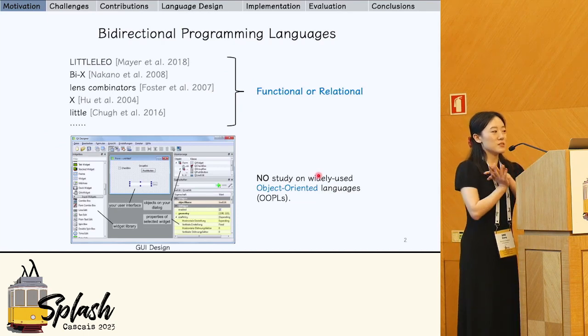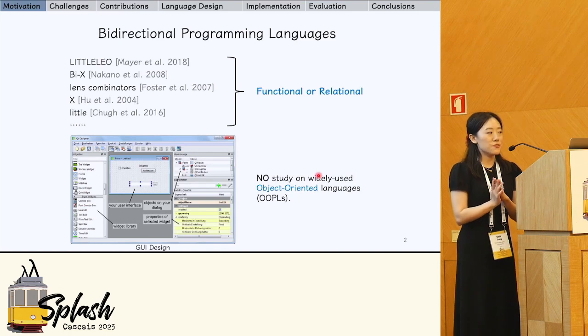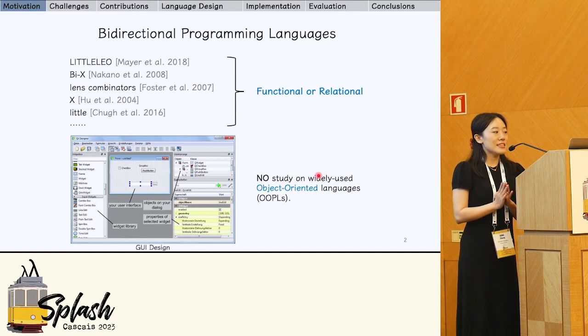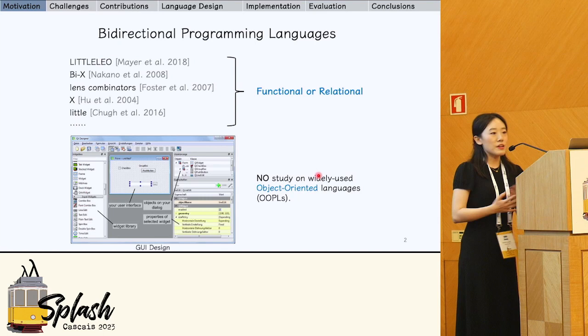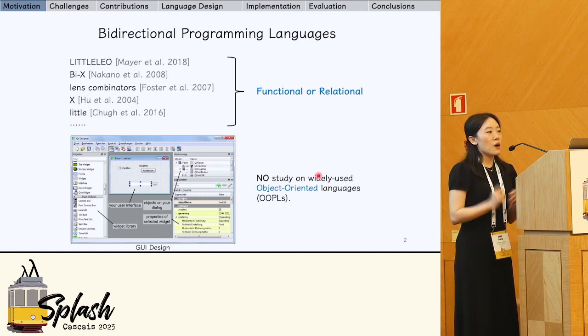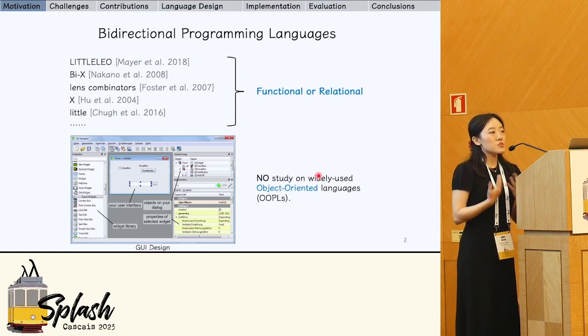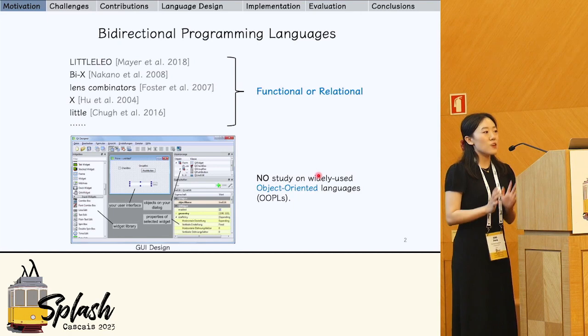Researchers have developed many useful languages to achieve bidirectional programming, such as Little Leo, BiX, and lens combinators. They are all functional or relational. As far as we know, there is no study on widely used object-oriented languages. However, in practice, many developers are used to developing software such as GUIs using object-oriented languages. So our goal is to design a bidirectional object-oriented language.